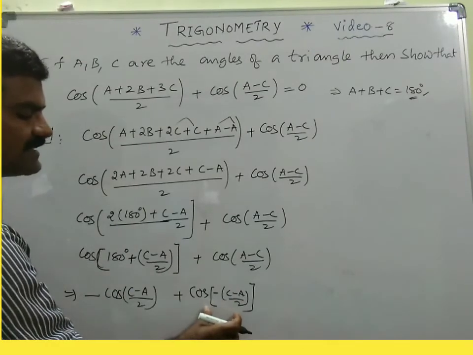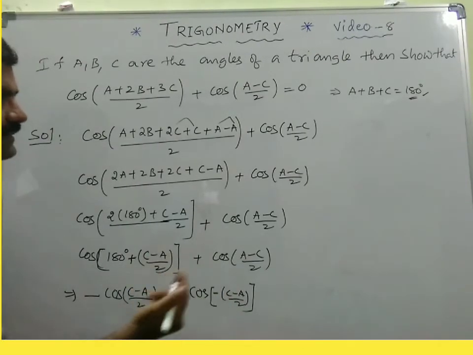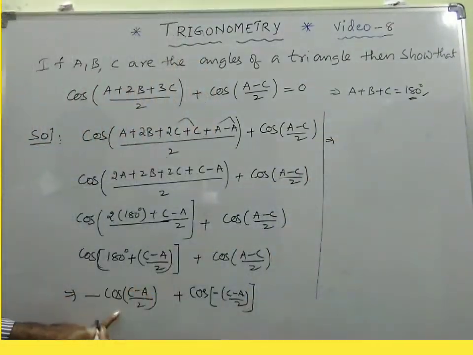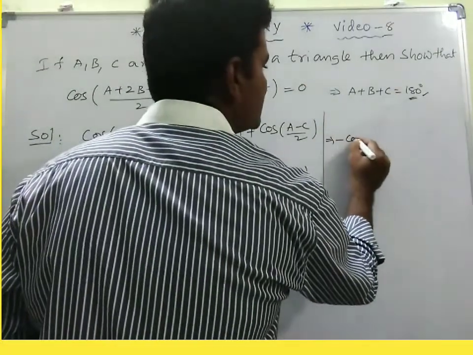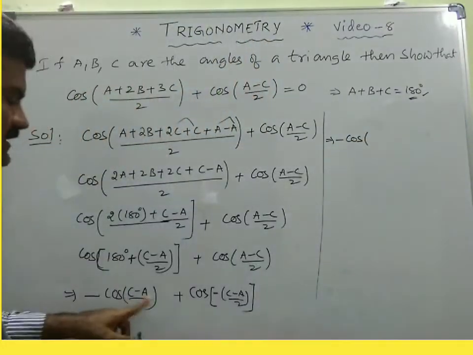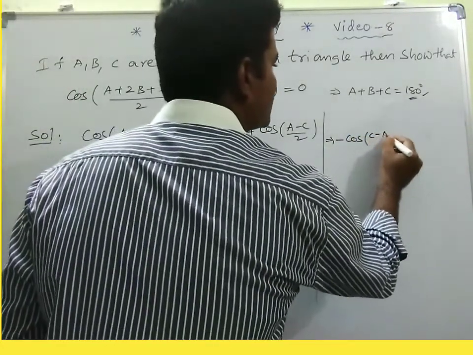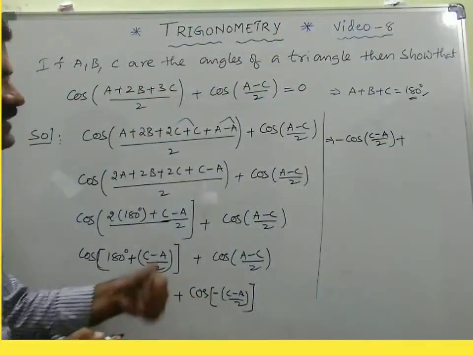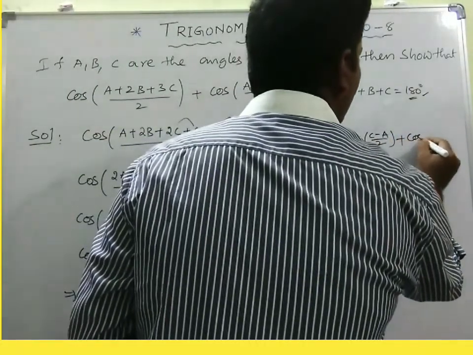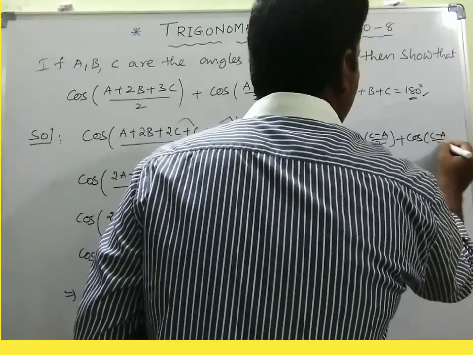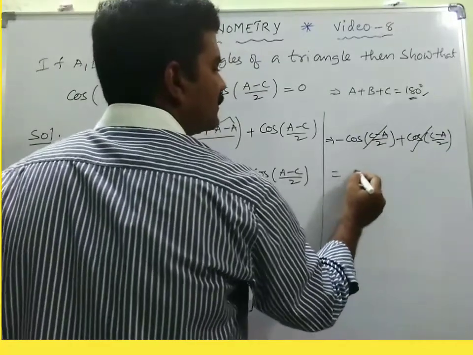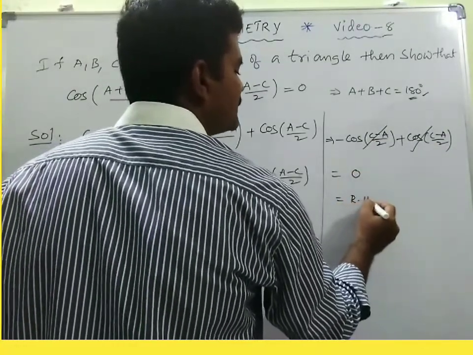Now you know this is just like cos of minus theta. Can you tell me what is cos of minus theta? So first of all, let me write what is here: minus cos of (C minus A) by 2, plus, because cos of minus theta is cos theta, cos of (C minus A) by 2. So one is positive, one is negative, hence the answer is 0.